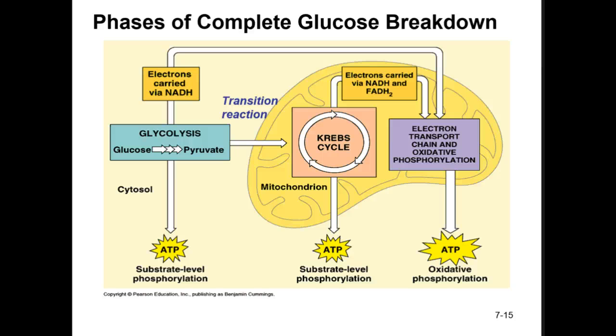So as mentioned, the complete breakdown of glucose requires glycolysis, and then if there's oxygen present, we will go through the transition or the preparatory reaction, the Krebs cycle, which is also known as the citric acid cycle, and then the electron transport chain and oxidative phosphorylation. Glycolysis generates a little bit of ATP, but the bulk of the ATP made by the cell occurs during the electron transport chain and oxidative phosphorylation.